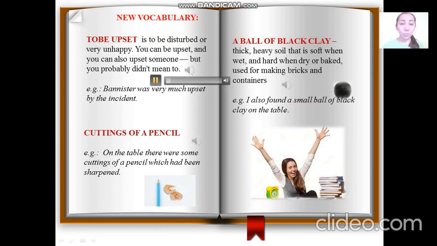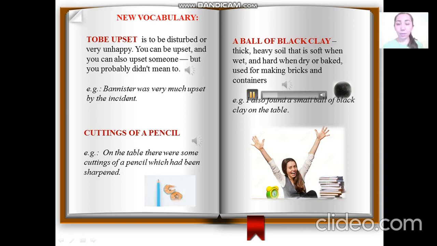Let's continue. To be upset. To be upset means to be distressed or to be very unhappy. You can be upset and you can also upset someone. Okay, let's go on. Cuttings of a pencil. So what is it? You can see from this picture. These ones are cuttings of a pencil.